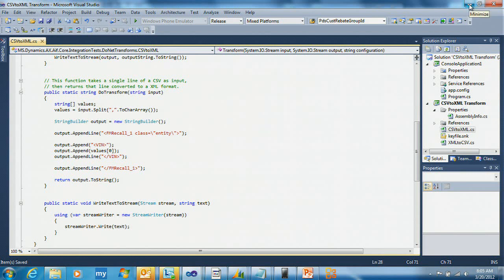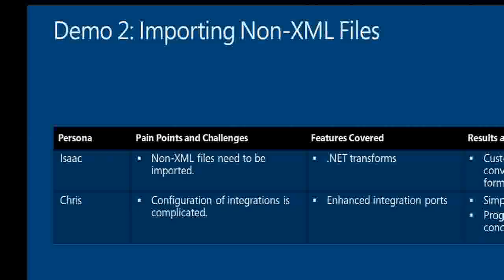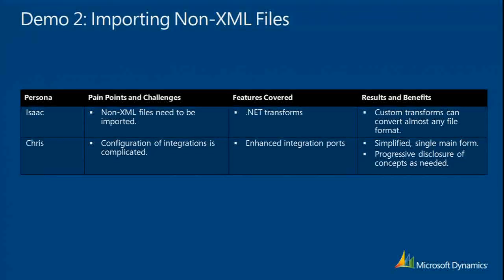This was the second example that I had. What I wanted to show here is, first off, .NET transforms. You can also use XSLTs, but those are much less interesting in this case because probably most people know how XSLTs work. And how you can build those by implementing our interface. And the second thing is how you can configure enhanced integration ports and all the features on them, including the transform.